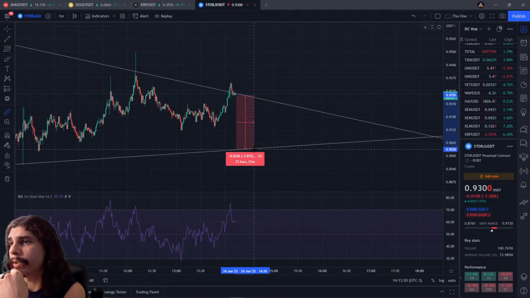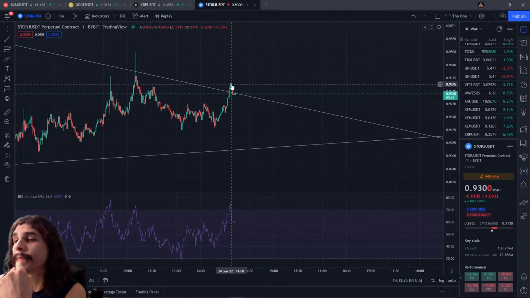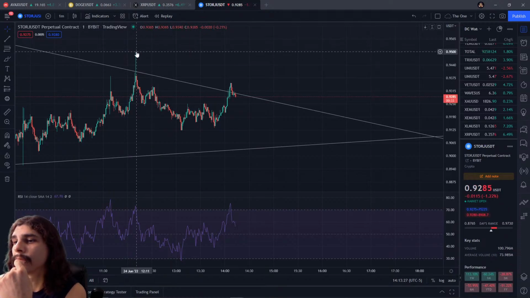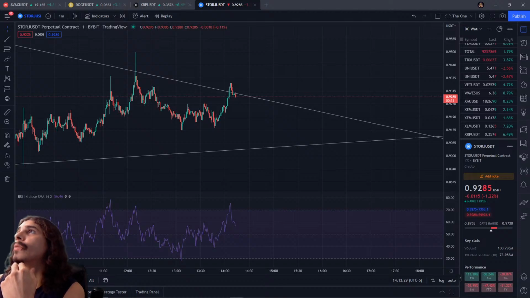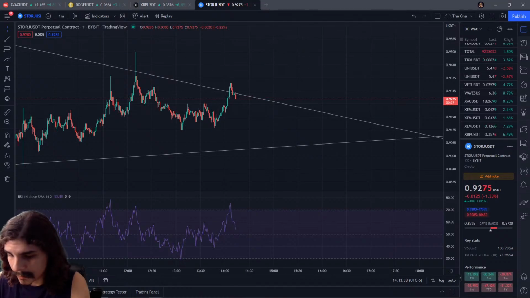Even targeting from here to here, 2.78%. So this is a lower high. All right, let's see if we can short. Is storage on Bybit? Am I on Bybit? Yeah, I'm on Bybit. Let's see if storage is.